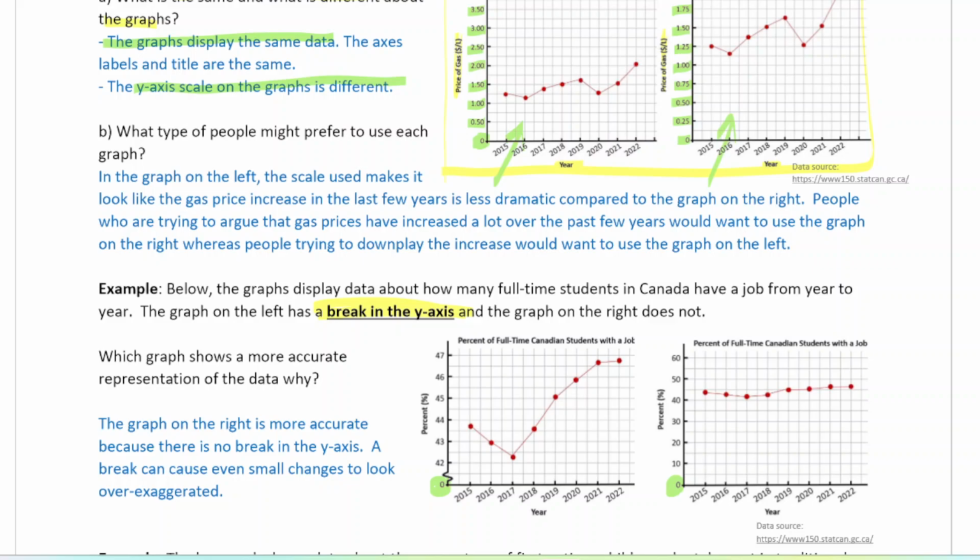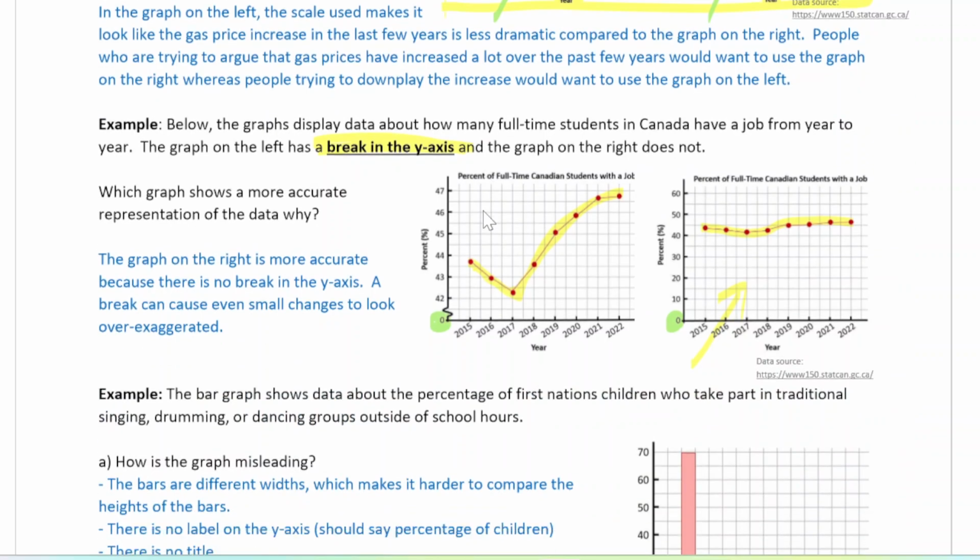But look at the two graphs there. They're showing the same data. But on the left, the change looks so drastic, whereas the one on the right is more representative of what's actually going on, and it's looking like the percentage is not changing very much at all. Canadian students are pretty much working at around a 40 to 45% rate, and it's not really changing. So the one on the right is a much more accurate representation of the data. If you want to exaggerate an increase or a decrease, then you would want to make a break in the y-axis. But it's not good to have a misleading graph.